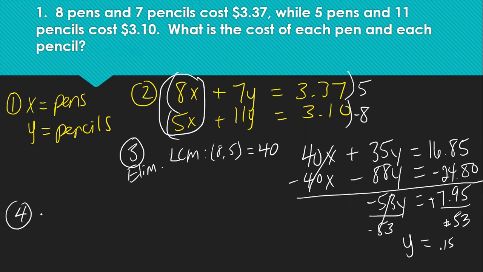So part 4, we know so far, pencils are 15 cents. All right, we need pens. How do I find pens? It wants to know the cost of pens and pencils. I plug in y. Does it matter which one I plug it into? No. So we have 5x plus 11 times 15.